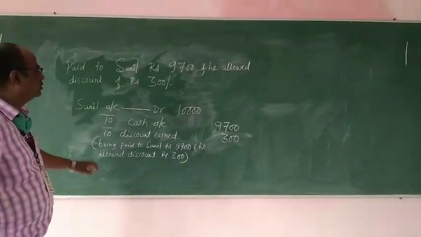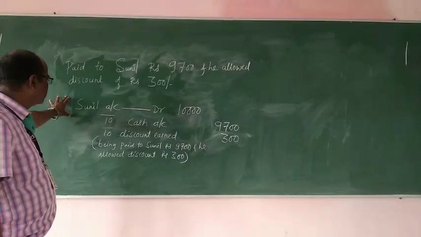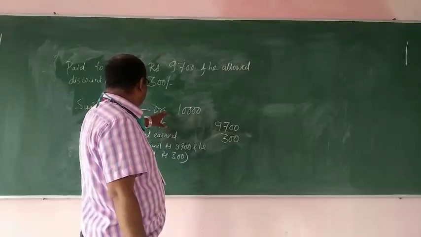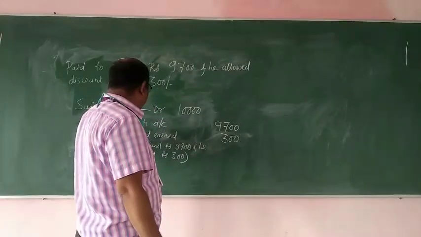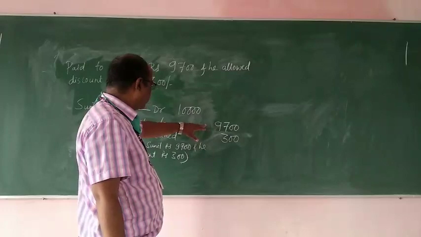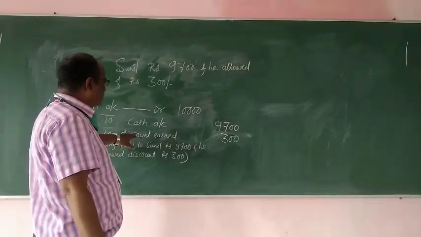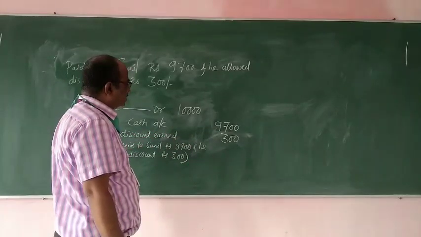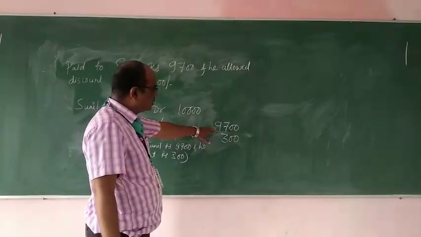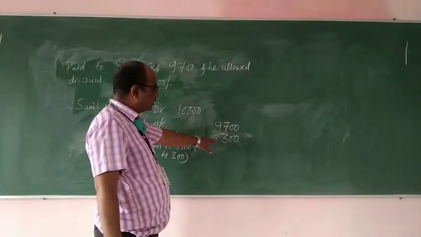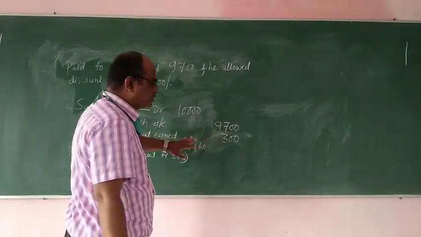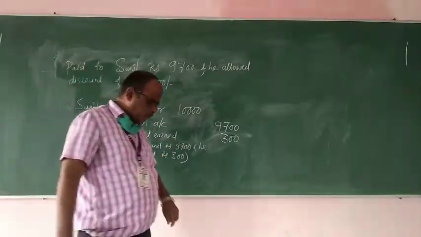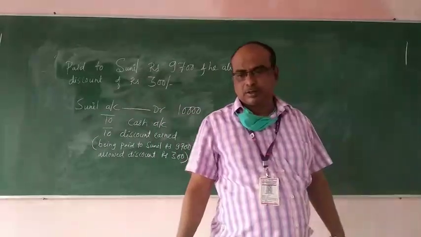Is that clear? So from this transaction, what we come to know is Sunil account was debited how much? 10,000. So out of 10,000, we are paying how much? Cash 9,700, and discount earned by us is how much? 300. So he allows us discount of rupees 300. So 10,000 to settle, 9,700 we have paid cash, and 300 is discount allowed by Sunil. So this is how we will show the compound journal entries.